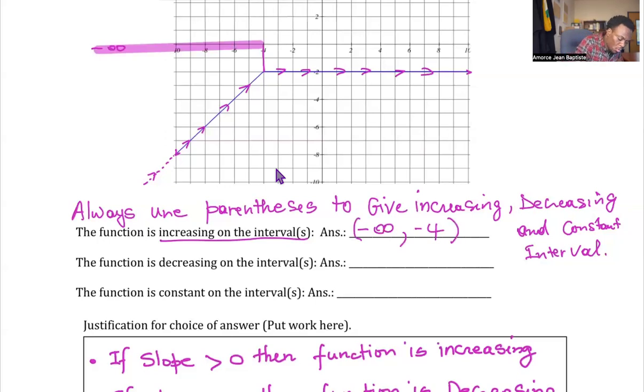Do you see where the graph is now decreasing? Well, I see no part of this graph where it's decreasing. So that's DNA, does not apply. And constant, it goes from -4 all the way to positive infinity.